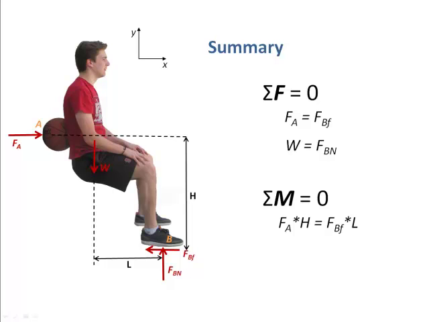In summary, the equilibrium condition tells us that the horizontal forces must be equal and opposite, that the vertical forces must be equal and opposite, and that the two couples must be equal and opposite.